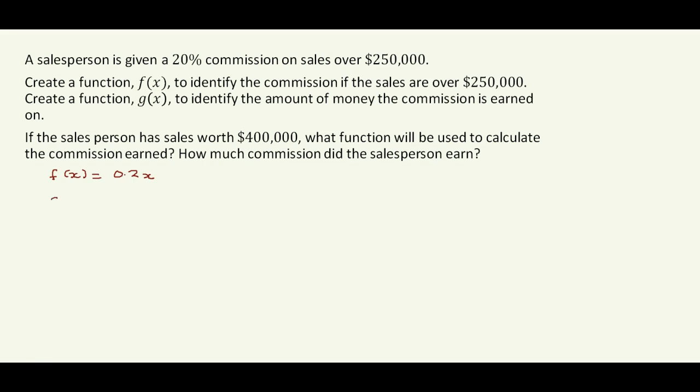And then g of x is to identify the amount of money the commission is earned on. So we can only earn a commission on sales over 250,000. So we're going to have x minus 250,000. That means that x is the sale over 250,000.